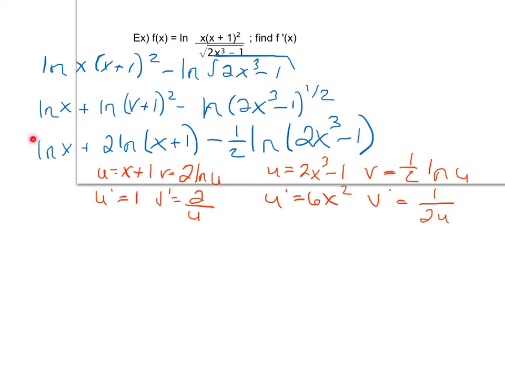So once again, as I said before, that ln of x just becomes 1 over x plus u prime times v prime, so 1 times 2 over u, so 2 over x plus 1, minus my u prime times v prime, so minus 6x squared over 2 times 2x cubed minus 1. I am going to reduce my 6 and my 2.